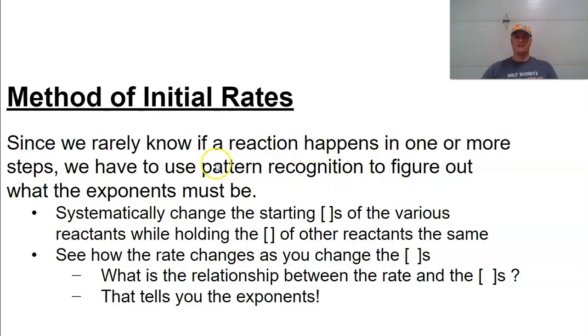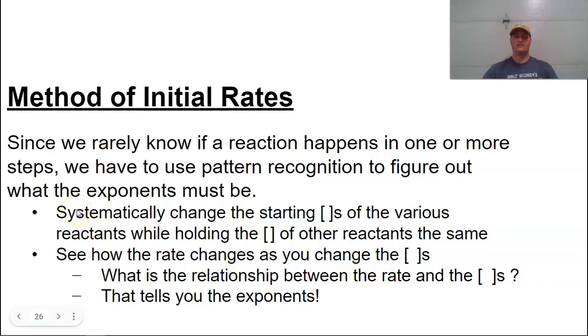So there's a couple methods that we'll go through. Method of initial rates. Now, we often don't know if things will happen in 1, 2, maybe even 3 steps. So we have to recognize these things by patterns to figure out what order with respect to each chemical species is occurring. So we systematically change the starting concentrations of various reactants while holding the other ones the same. So the idea is that we only have one thing variable, the others constant, and by that we can determine what the order of that particular changed species will be.